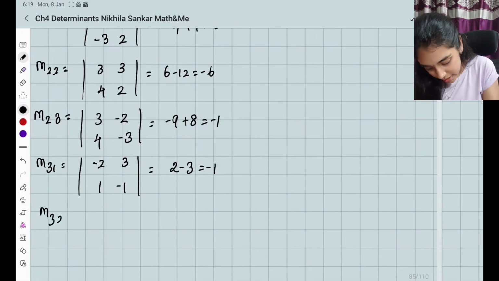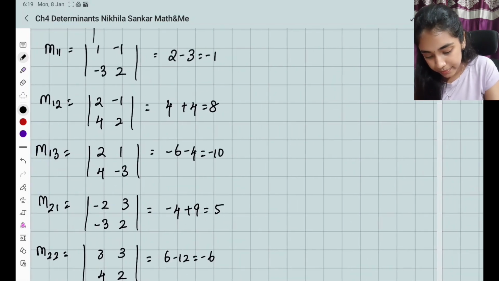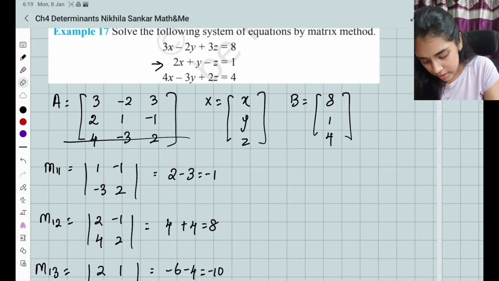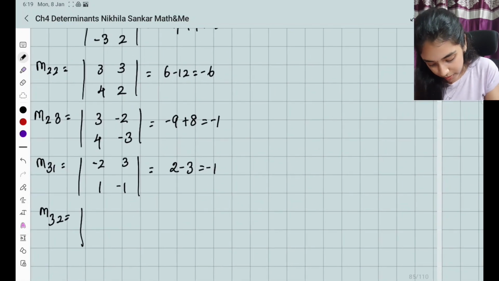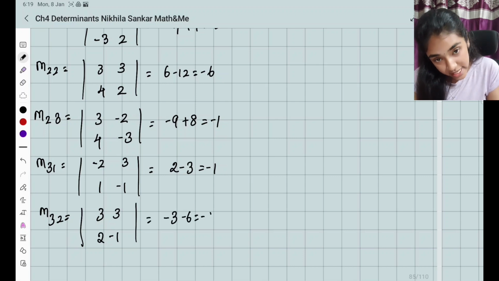Then M32 is going to be the determinant of, when I erase this, it's going to be 3, 3, 2, minus 1. So this is minus 3, minus 6, which is minus 9.